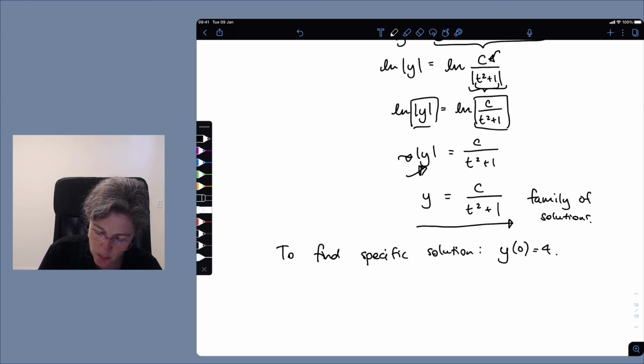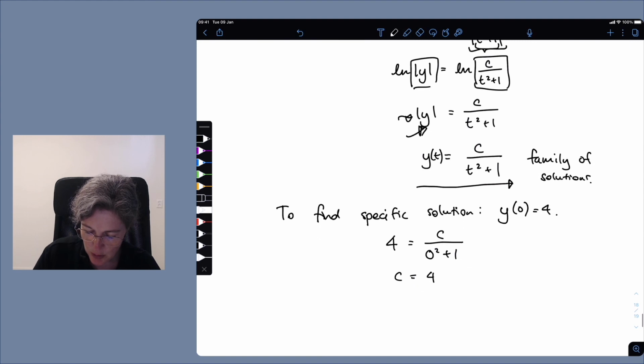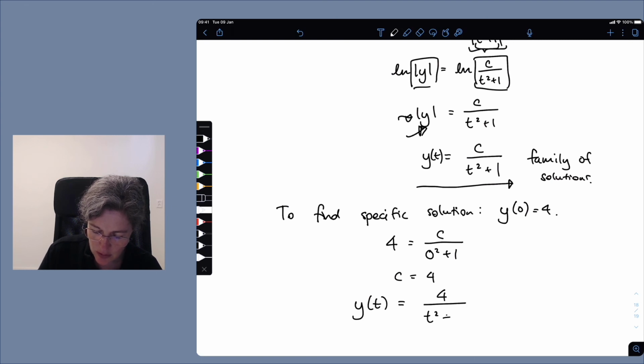All right, so let's plug that in. So remember, this is y of t is equal to c over t squared plus 1. So let's plug in, we've got 4 is equal to c over 0 squared plus 1. So we know that c is equal to 4. So finally, we get that our y of t is equal to 4 over t squared plus 1. And that's our final solution.